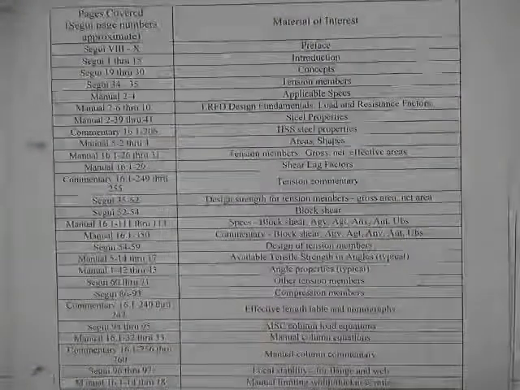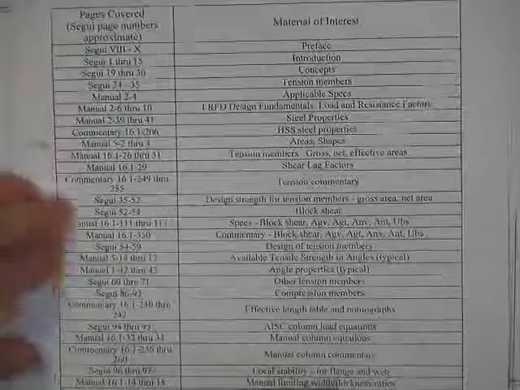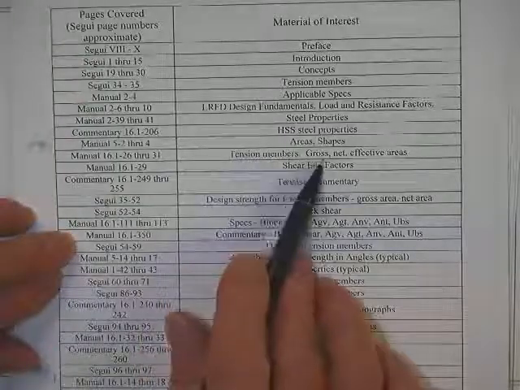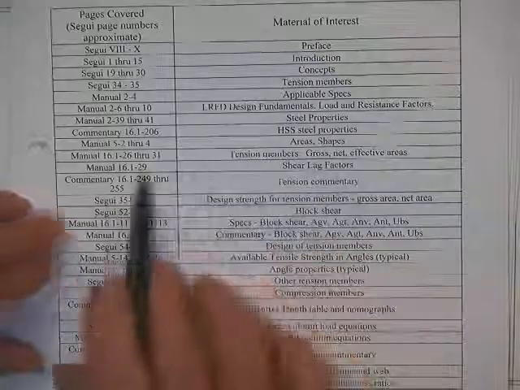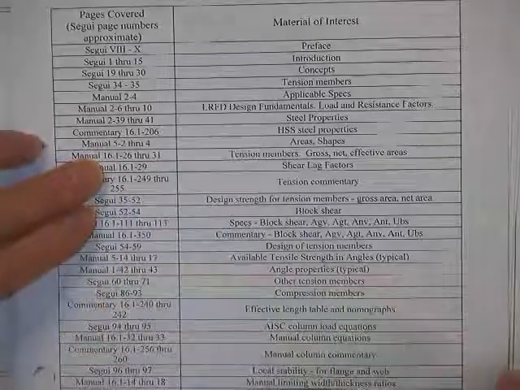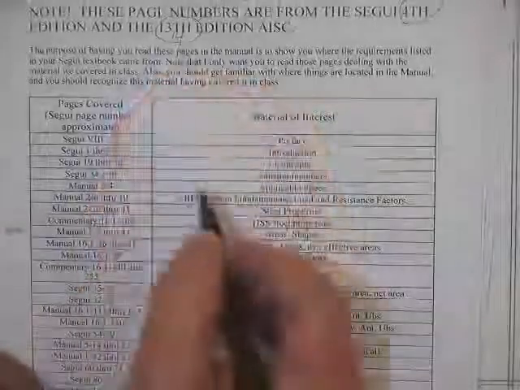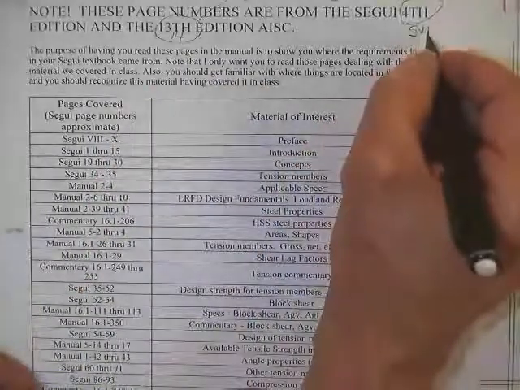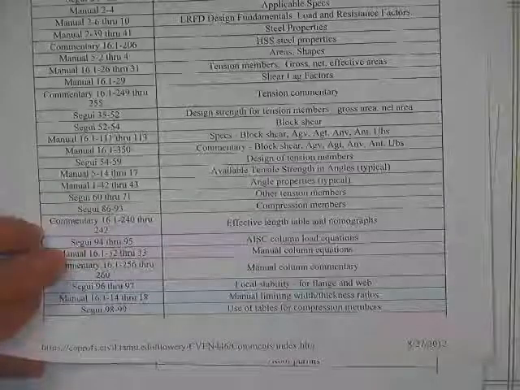This is what I was talking about. This is where, one semester, I summarized what was going on. If you wanted information on tension members, gross section, net section, effective areas, they were in the manual on pages 16.1-26 through 31. But like I said, sadly I haven't had time to update it to the 14th edition, and I haven't had time to update it to the 5th edition of Segui.